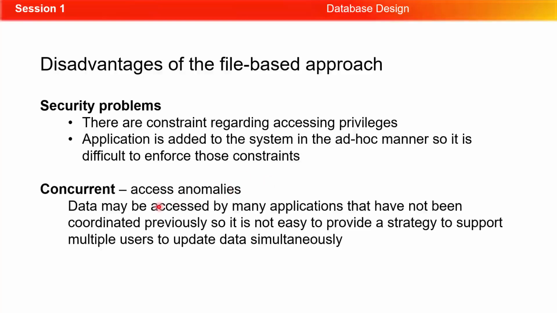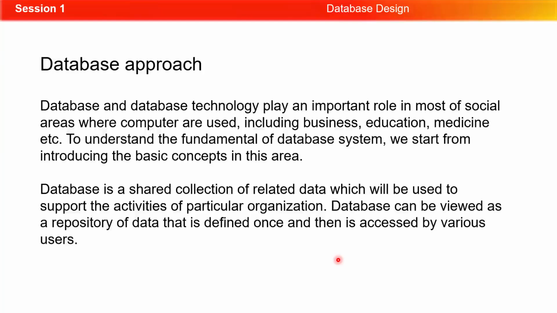And then there were always concurrent access anomalies, so data may be accessed by many applications that have not been coordinated previously. The data file resources can be locked by one application, which means the other applications will either be in a race condition or the application will just return an error because the file resource is locked.